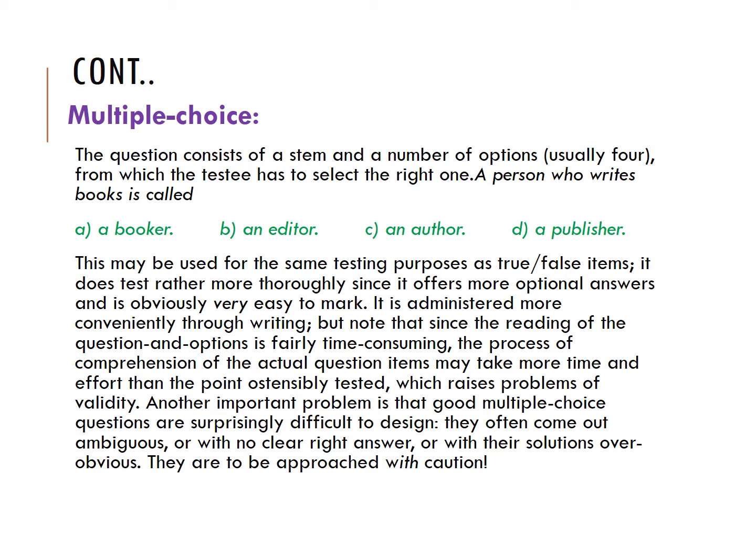Next one is multiple choice. The questions consist of a stem and a number of options. Usually they are 4 in number, from which the testee has to select the right one. A person who writes a book is called: A option, a booker; B option, an editor; C option, an author; and D option, a publisher. Testees are given one statement with 4 distractors, from which he or she has to choose a right answer.